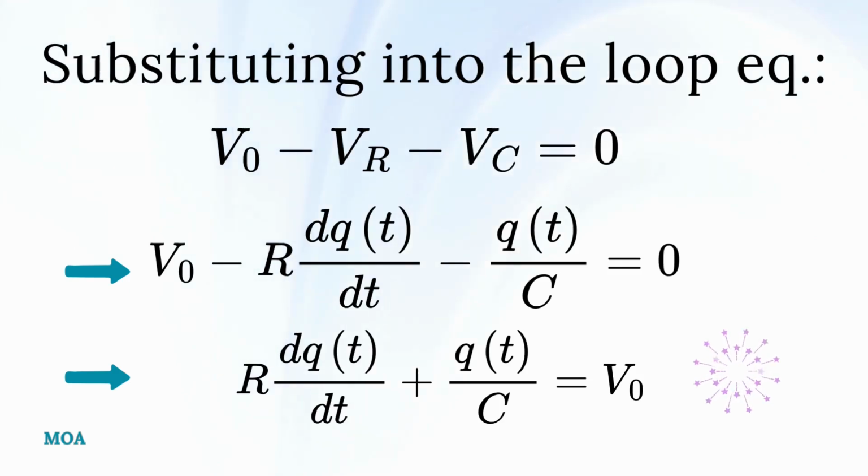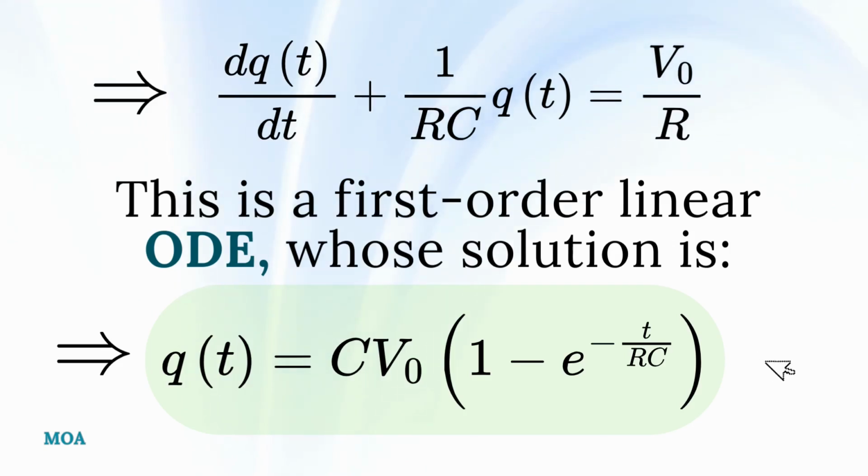Substituting these relations into Kirchhoff's loop equation gives R times dQ over dt plus 1 over C times Q of t equals V sub 0. Dividing both sides by R yields dQ over dt plus 1 over RC times Q of t equals V sub 0 over R. This is a first-order linear differential equation. Its solution, assuming the capacitor starts uncharged, is Q of t equals C times V sub 0 times the quantity 1 minus e raised to the power of minus t over RC.